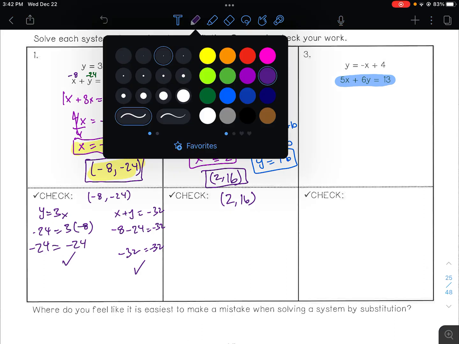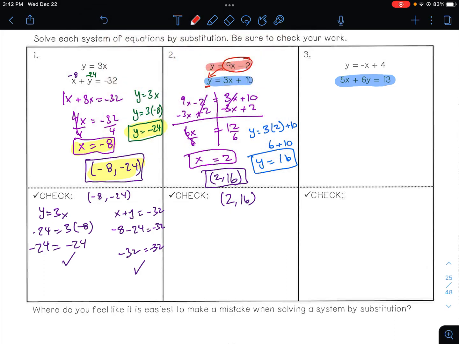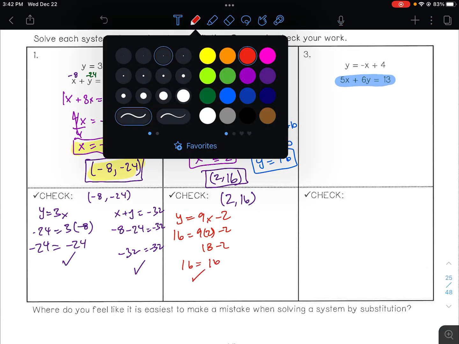First equation: y equals 9x minus 2. Let's do y is 16. 16 equals 9 times 2 minus 2. That is 18 minus 2, which is 16. Does 16 equal 16? It does.